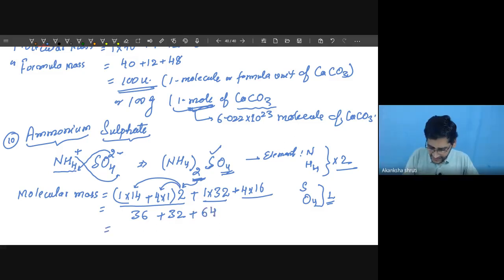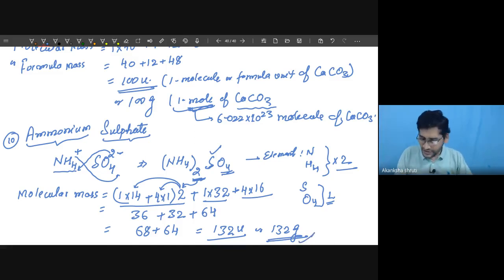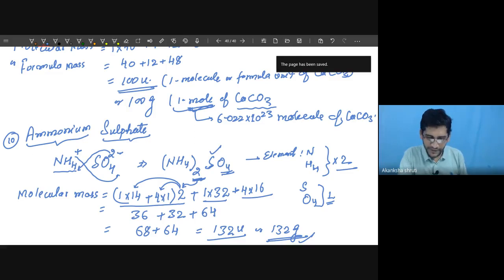So you just add this. It becomes 68 plus 64. So it becomes 132 u, or for gram molecular mass, it will be 132 g. So this is the way of calculating. So student, you should be very much conscious while you are writing this, considering the bracket. Student, you people please tell me one more.